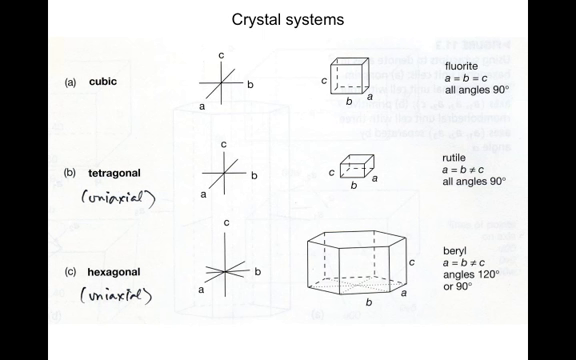In the hexagonal crystal system, this uses the example of beryl, also quartz is hexagonal. The A and B axes are the same length, and in this case there are 3 shorter axes. So really it's often noted A1, A2, and A3. Those are all the same length, but the C axis is a different length. And the angles are either 120 or 90 degrees to one another.